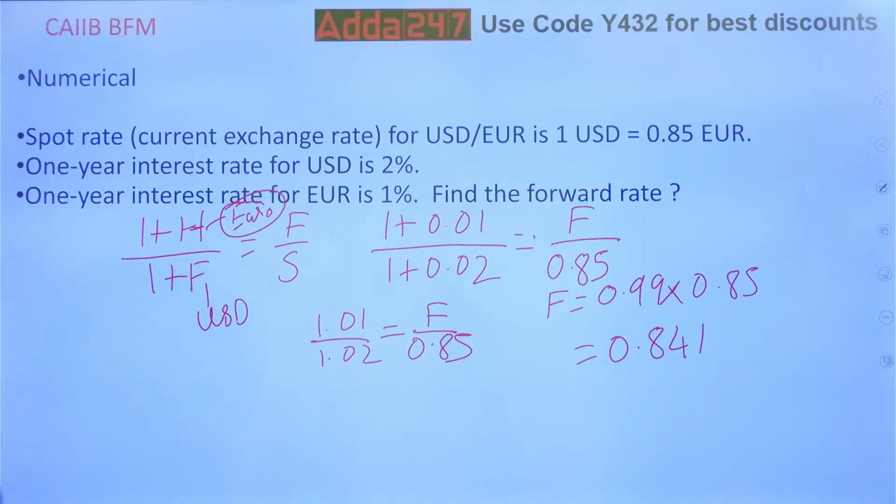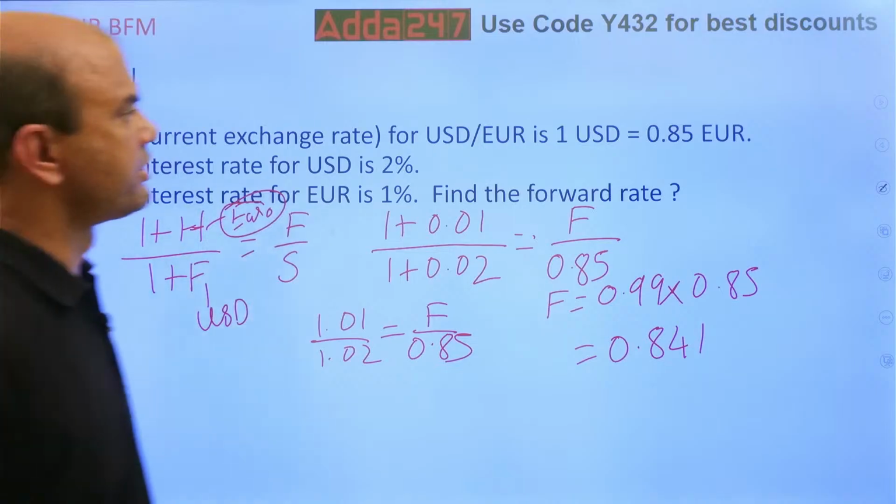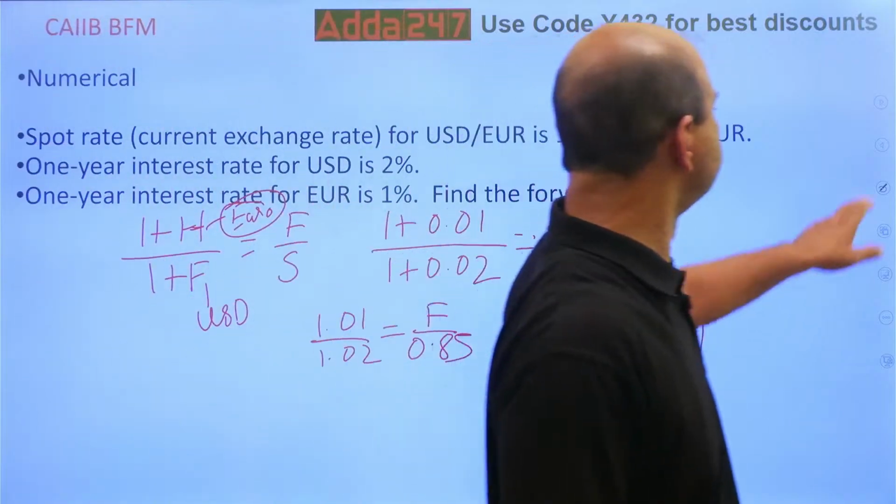This formula is very, very important. 1 plus H upon 1 plus F equals F upon S. Home currency interest rate upon foreign currency interest rate equals forward upon spot. Don't miss this formula at all. Let's move on.